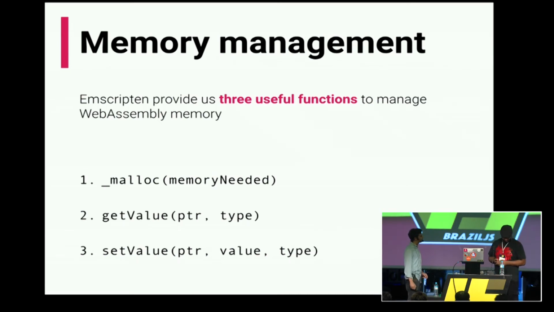Emscripten came to help with 3 really useful functions to manage WebAssembly Memory. The first of them is malloc, which allows you to allocate memory in WebAssembly and to retrieve a pointer to keep track of it. The second one is getValue. You need a pointer and the type that you want to read, and it allows you to read from JavaScript a value stored in the WebAssembly memory. In the end, we have setValue, which accepts a pointer, a value, and a type. And as you can clearly imagine, it allows you to write some values into the WebAssembly memory from JavaScript.